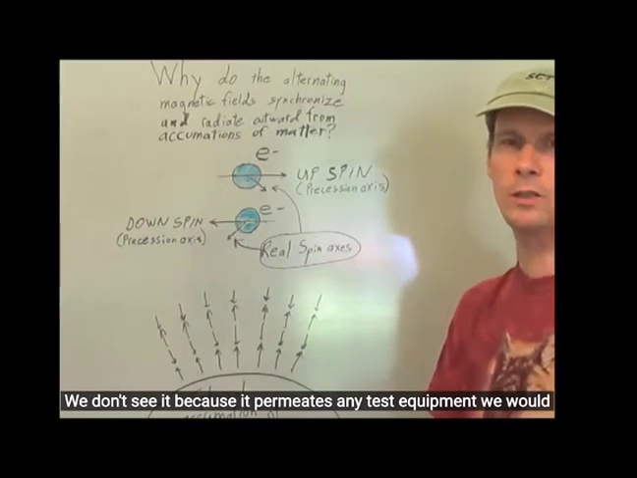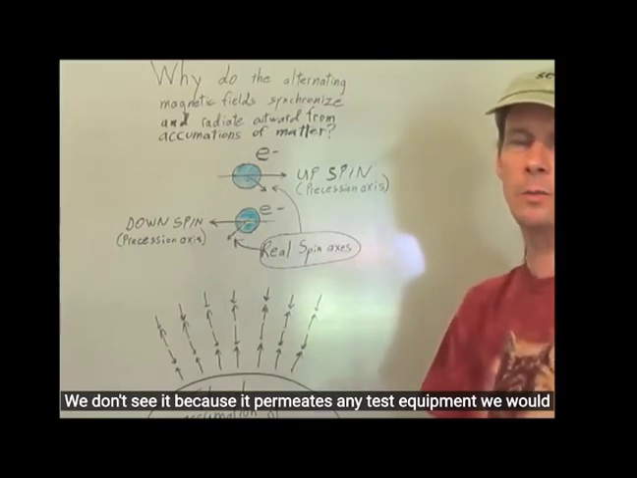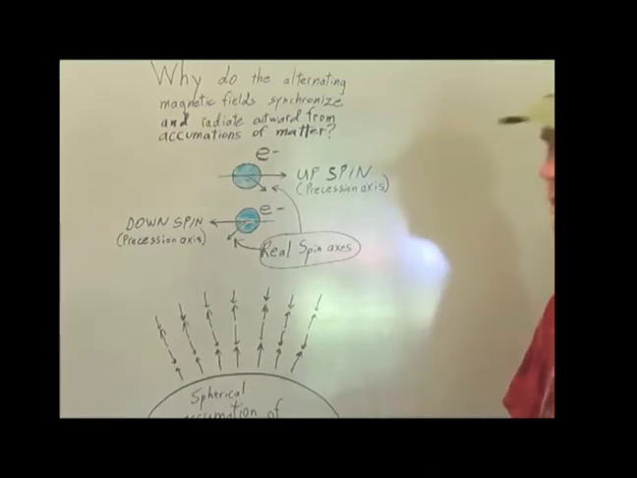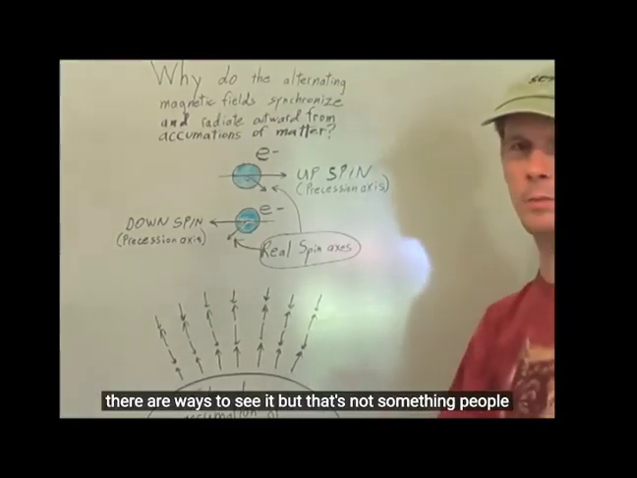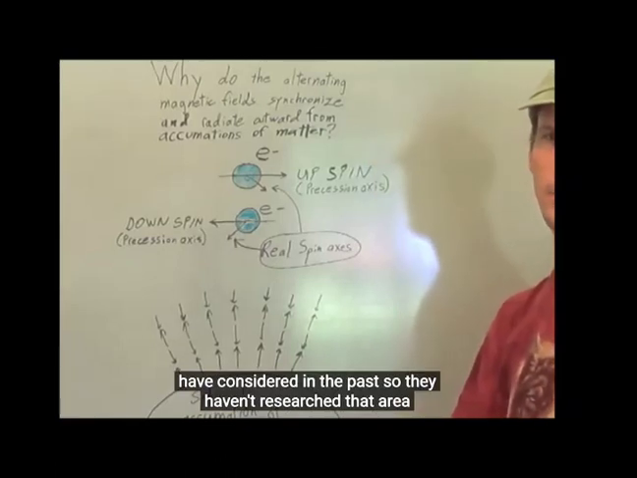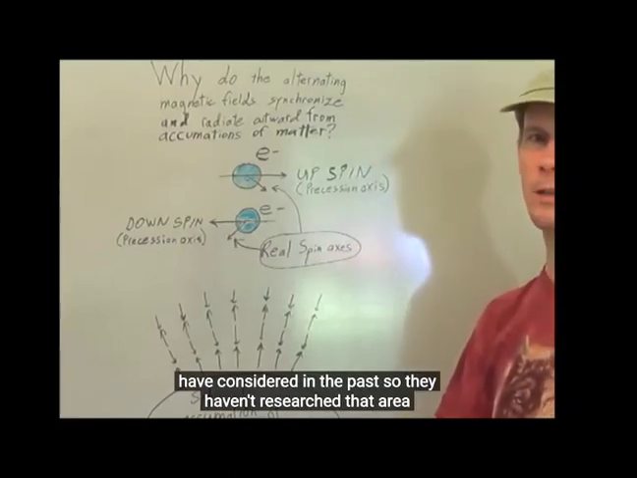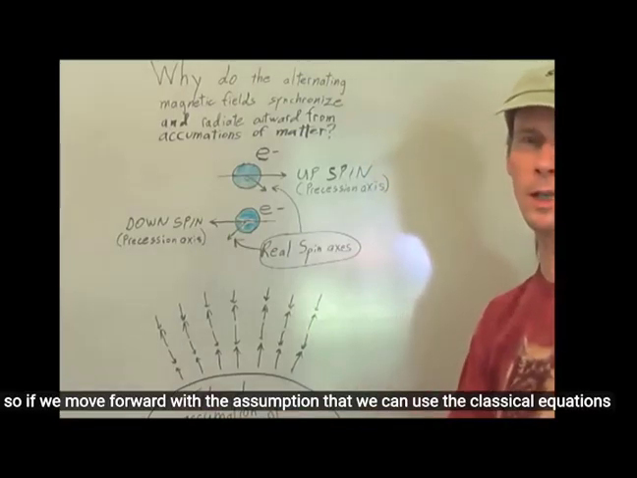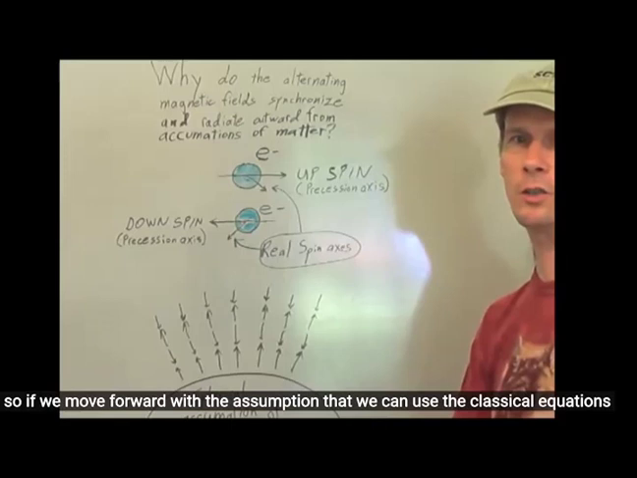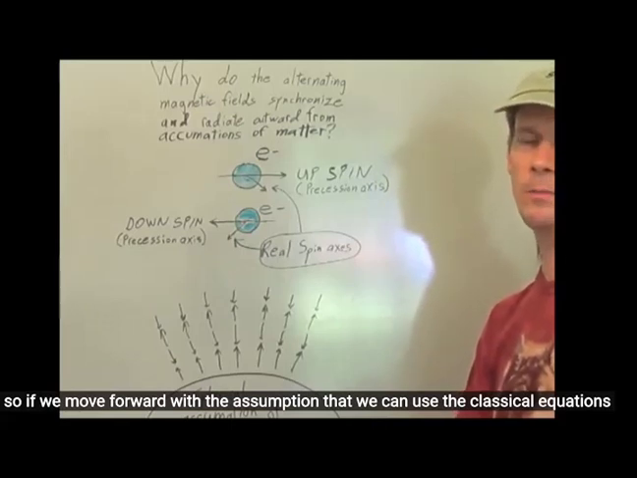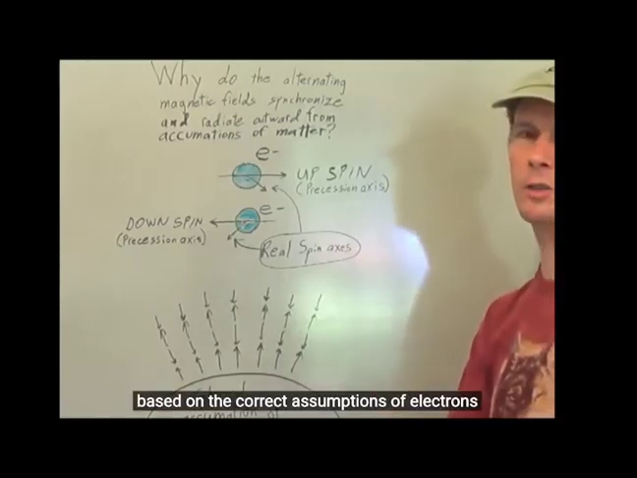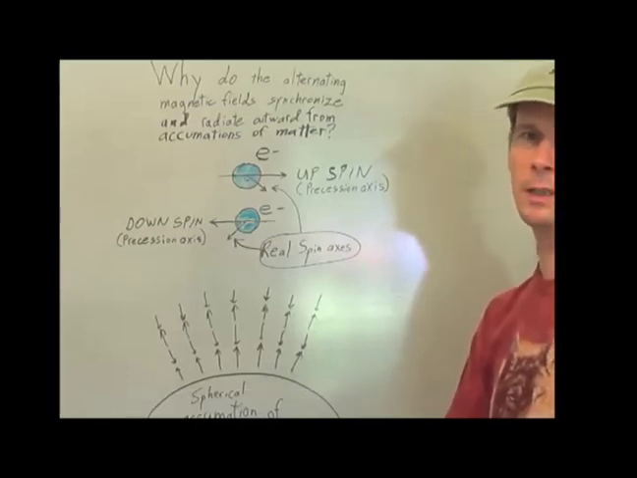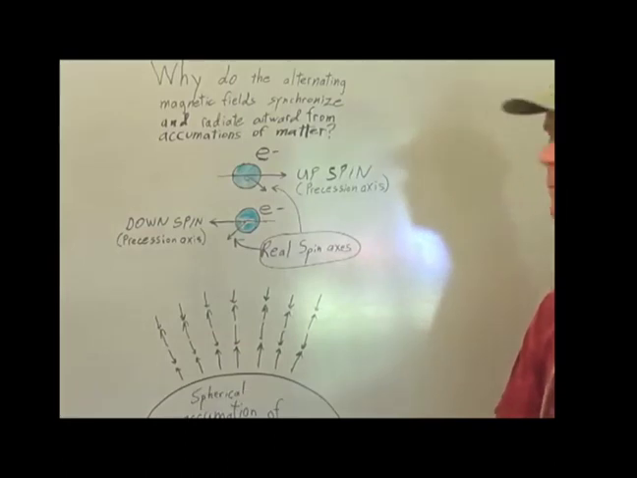We don't see it because it permeates any test equipment we would usually try to use to see that. There are ways to see it, but that's not something people have considered in the past, so they haven't researched that area. So if we move forward with the assumption that we can use the classical equations based on the correct assumptions of electrons, then we can make it all work.